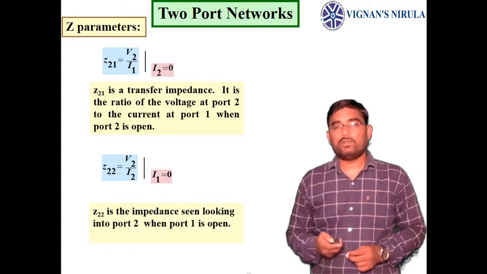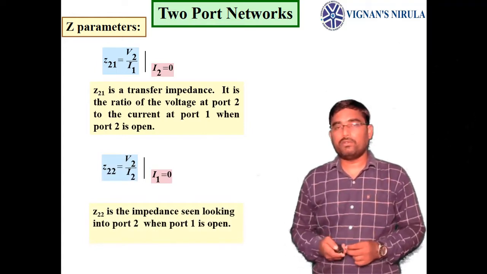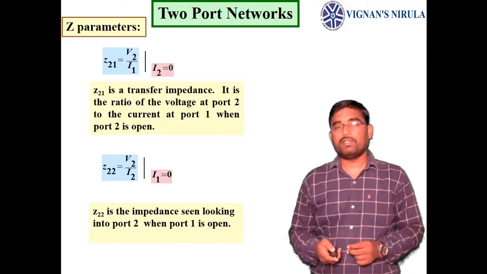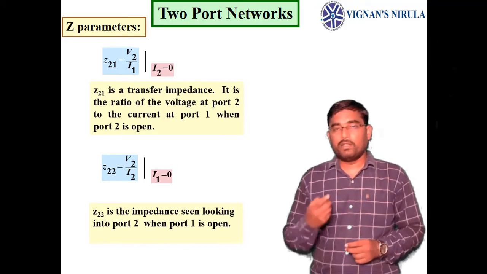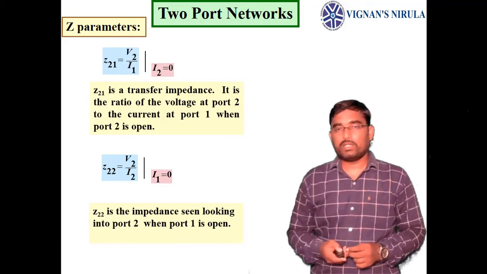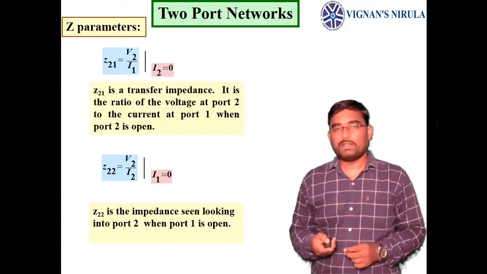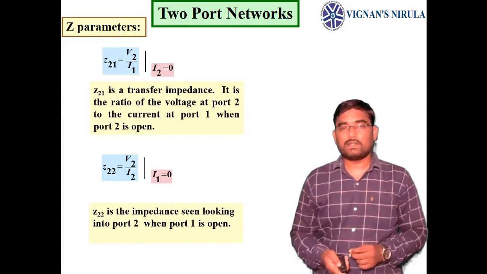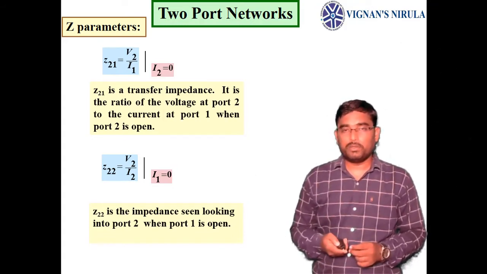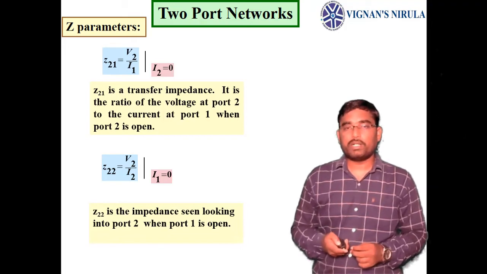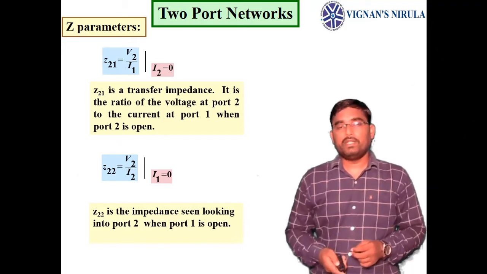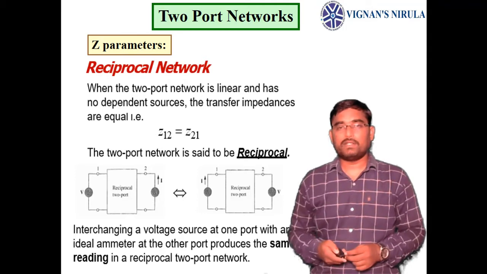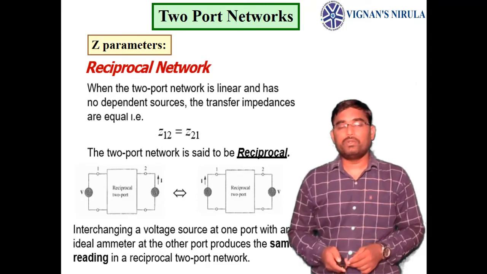And finally, Z22 is the ratio of V2 by I2 when I1 is 0. See the second equation: by putting I1 as 0, we get the ratio of V2 by I2, which is equivalent to Z22. This is the impedance seen looking at port 2, simply called the total driving point impedance at port 2. In this way, we can find all the parameters Z11, Z12, Z21, Z22.